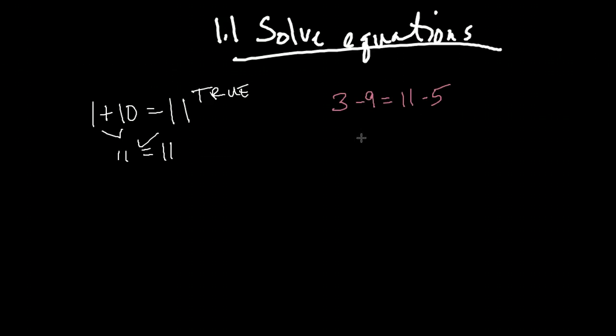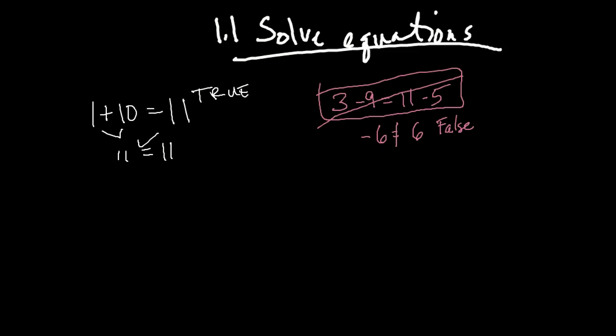Well, 3 minus 9 gives me a negative 6. And 11 minus 5, well, that gives me a positive 6. And we know from how integers work that negative numbers are not equivalent to positive numbers, so this statement is not true. This is a false statement. And so this statement of equivalence is wrong. It can never be true.